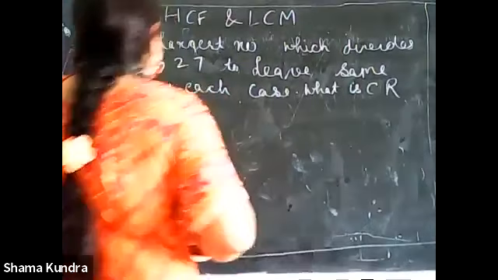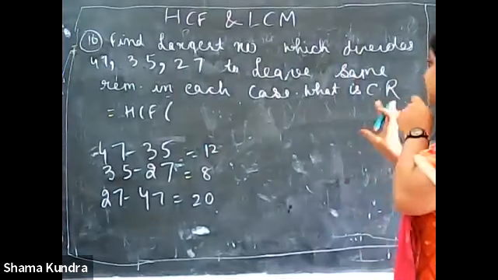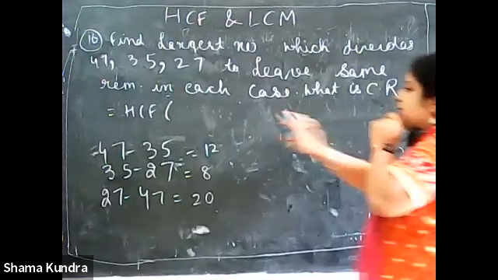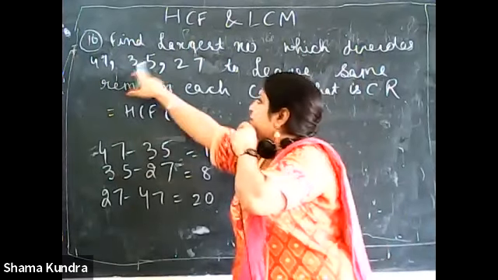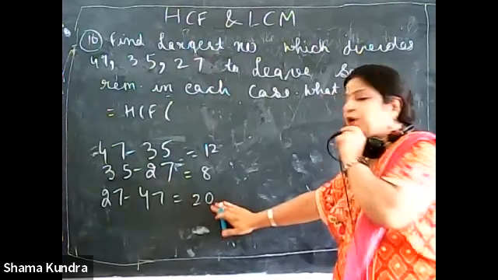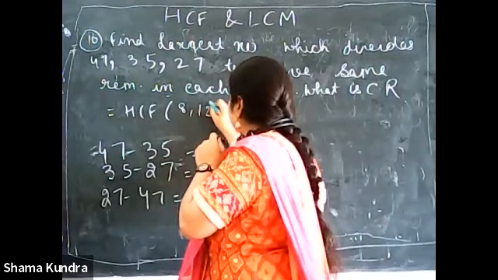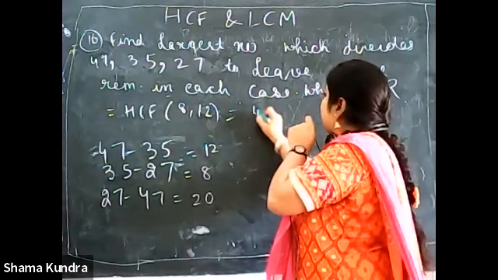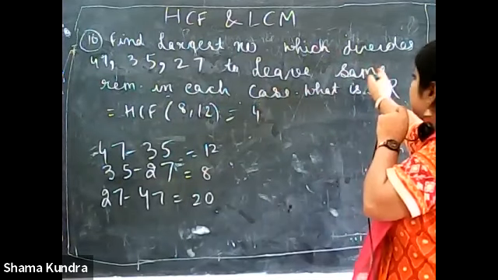Similar question: find the largest number which divides 47, 35, 27 to leave the same remainder, but the remainder is not given to you. In this case, you also have to find the common remainder. Same formula: HCF of the differences of any two terms. So you can take 47 minus 35, 35 minus 27, 27 minus 47, ignoring the negative sign. Now you can take the HCF of any two numbers. You will see 4 divides both these numbers. So 4 is the HCF, so the largest number is 4.